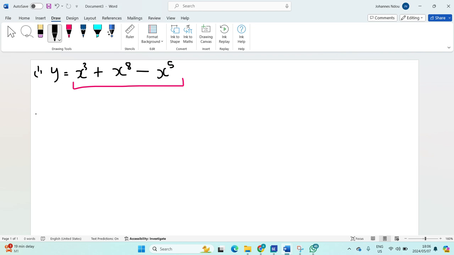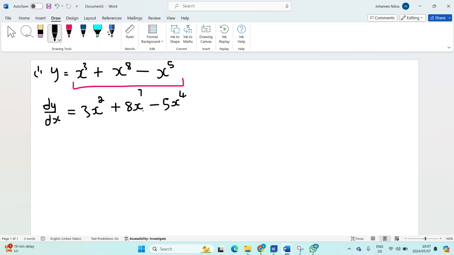d over dx of y will become dy over dx. d over dx of x to the 3 will become 3. I move the 3 to the front. Then I subtract 1 from the 3, becomes 2. I go to the other term. I do the same thing. I move the 8 to the front. Then I subtract 1 from the 8, becomes 7. Even here I do the same. I move the 5 to the front, becomes 5. Then I subtract 1 from the 5, becomes 4.